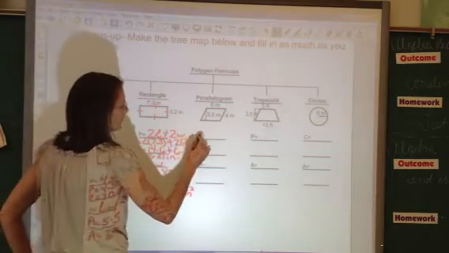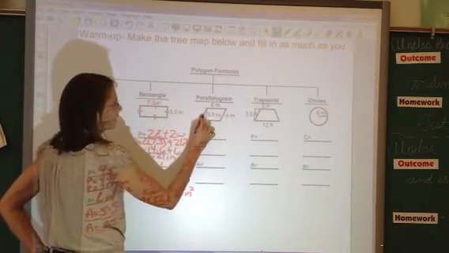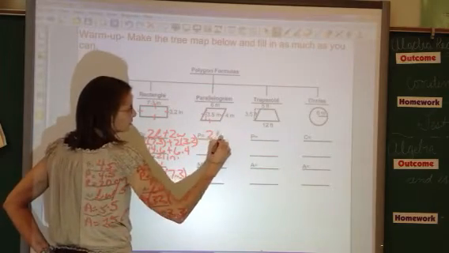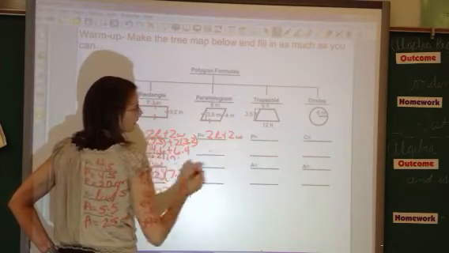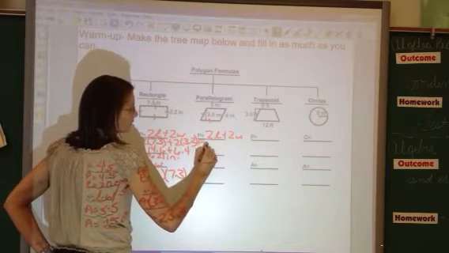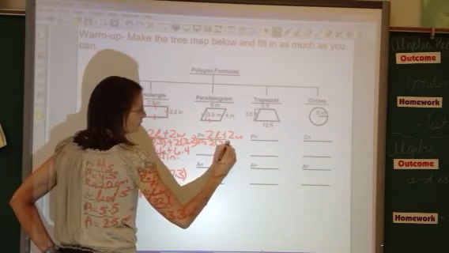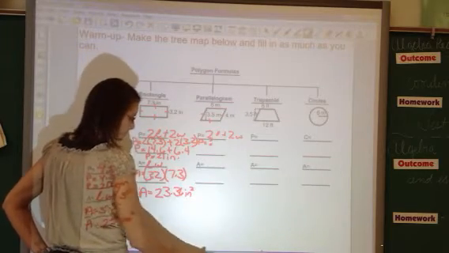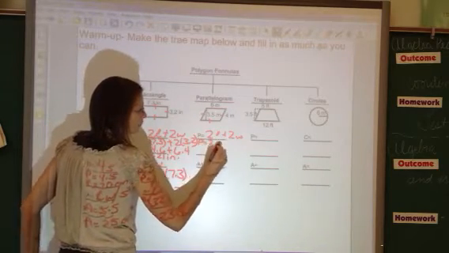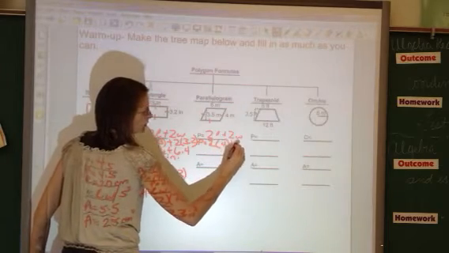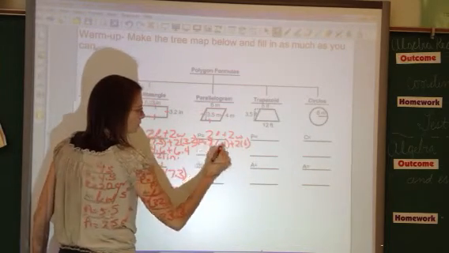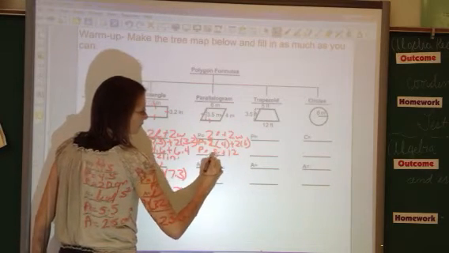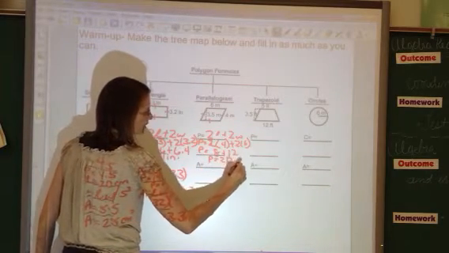Parallelogram, perimeter, just like with the rectangle, opposite sides are the same, so I can use that same formula. 2 times the length plus 2 times the width. So for this one, I get 2 times 3 point, oh, no, wrong one. Don't use the 3.5. 2 times the 4 plus 2 times the 6. 2 times 4 is 8 plus 12. So my perimeter here is 20 meters.